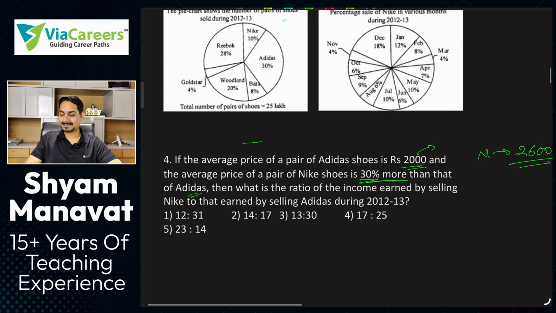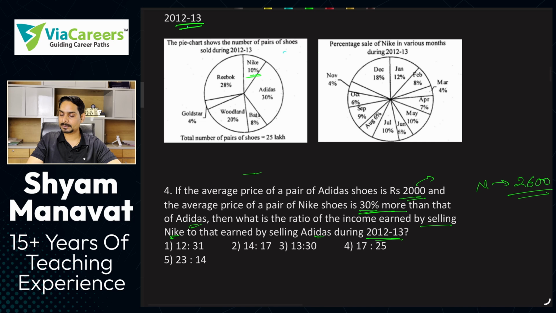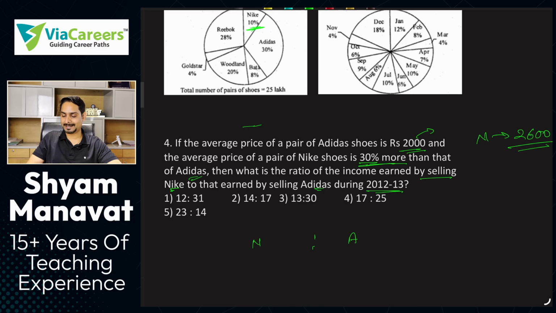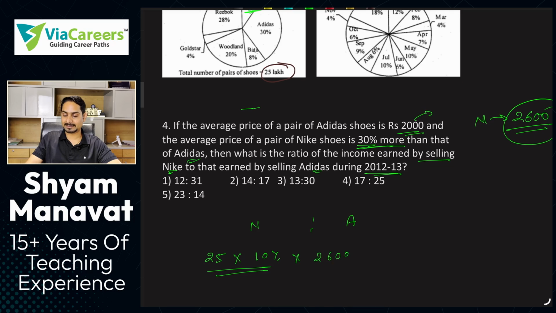Okay, then it says what is the ratio of income earned by selling Nike to that of earning by selling Adidas during that period. All right. So we need to find the ratio of earnings by Nike. So Nike shoes have 10% of the total. If I want to calculate Nike and compare with Adidas as per the question, Nike's total number of pairs sold is 25 lakhs. Look, it is given here, 25 lakhs. Right. Now in 25 lakhs, Nike is 10%. All right. So these are the number of pairs for Nike. Now the price for Nike shoes we now got as 2600. Okay. So if you simplify all this, you will get the revenue, the income earned by selling Nike shoes.